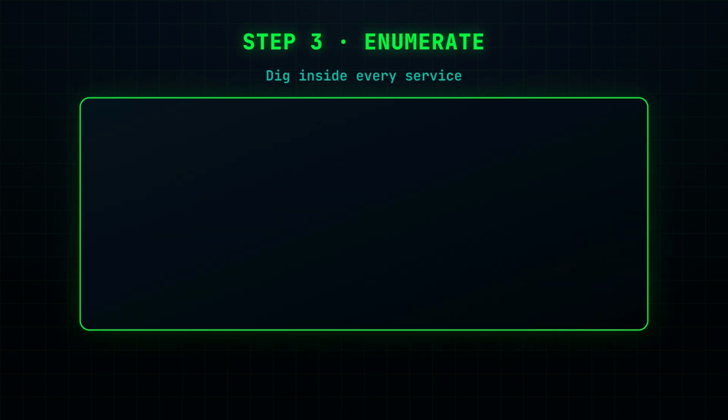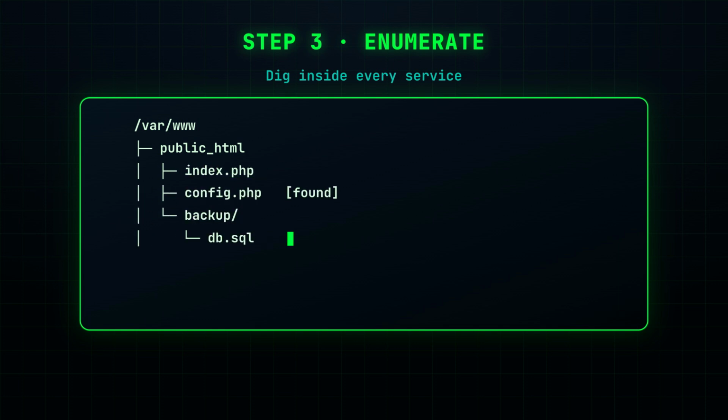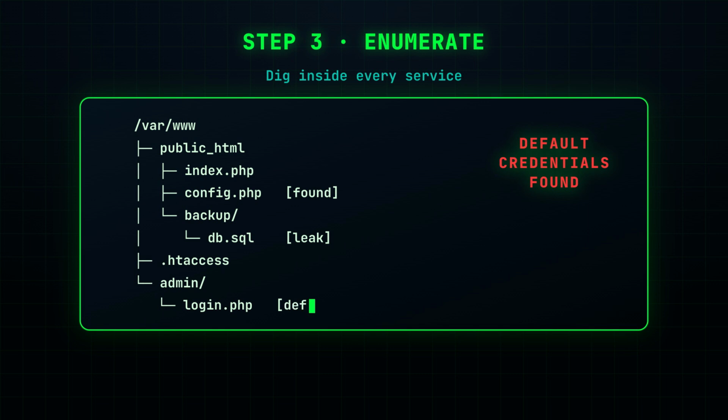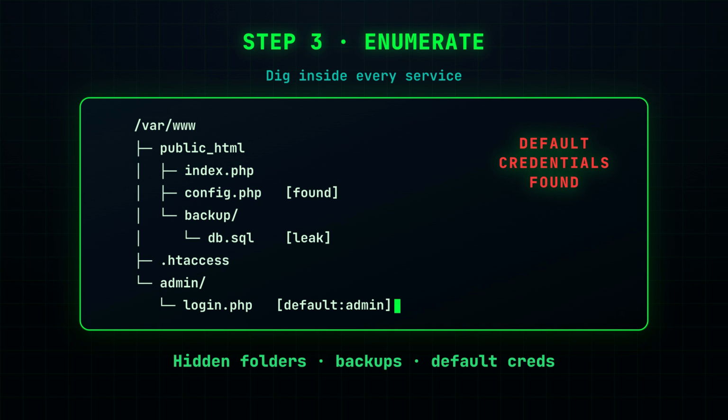Step 3. Enumeration. This is where the hacker digs deeper, inside each open service. Hidden folders, backup files left behind, admin panels, and default passwords that were never changed. Every forgotten corner becomes a clue. The more the hacker lists, the more they understand how the target is built and where it might be weak.